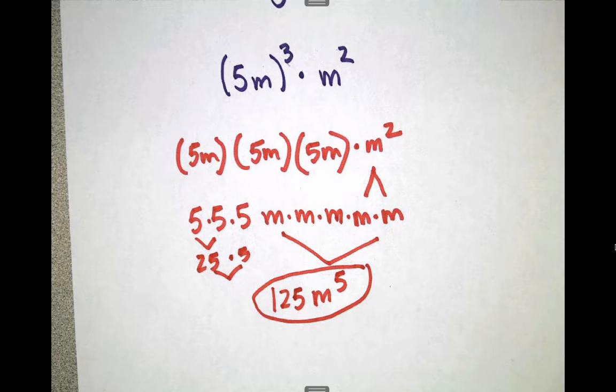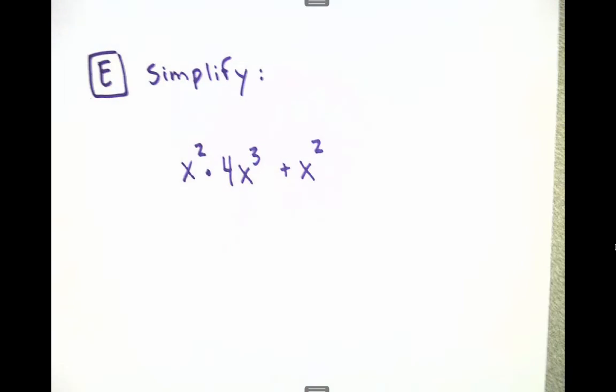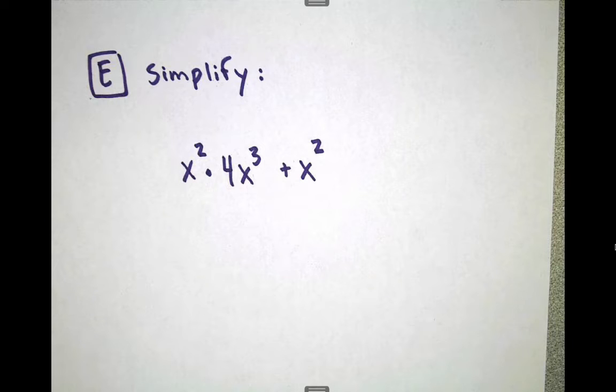And that's it. Again, how did you do? Did you make any mistakes? If you're getting all of these right, that's a really good sign. All right, we're going to do another one. We're going to call it letter E. And for letter E, here is our problem. Simplify x squared times 4x to the 3rd plus x squared. Go ahead and pause and see if you can do this. Good luck. All right, are you ready to check your solution?